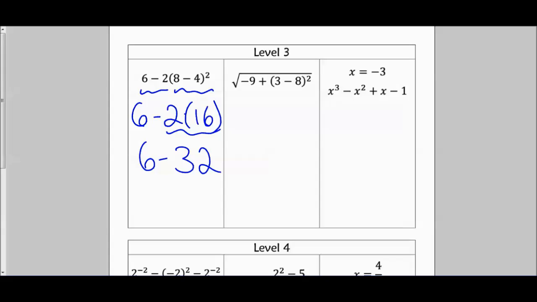For the most part, we're strong on the middle one there. Just make sure you do everything inside of the square root, and then you do the square root of whatever that number is.